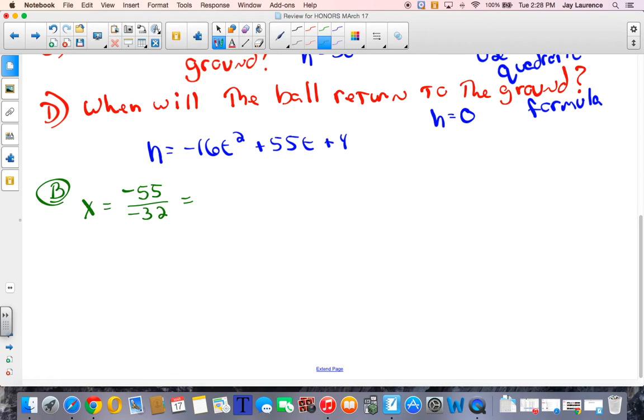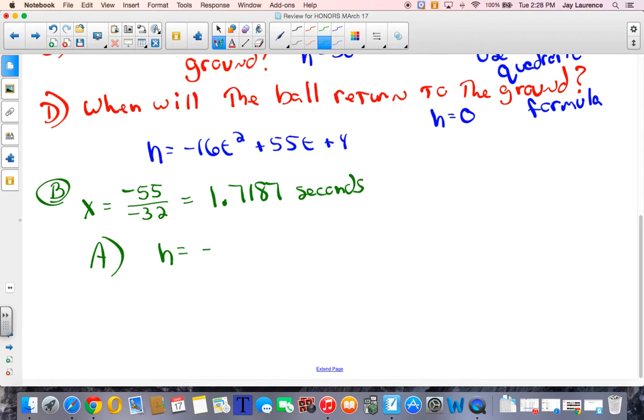-55 divided by -32. And I'm going to get 1.7875. So I'm not going to round that. I'm going to let the calculator do the calculations with it. To find the y coordinate of the vertex, this is the time here. This would be seconds.